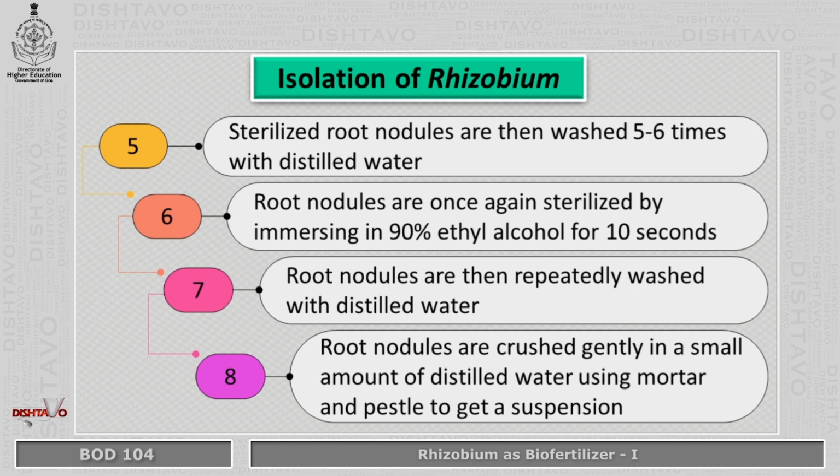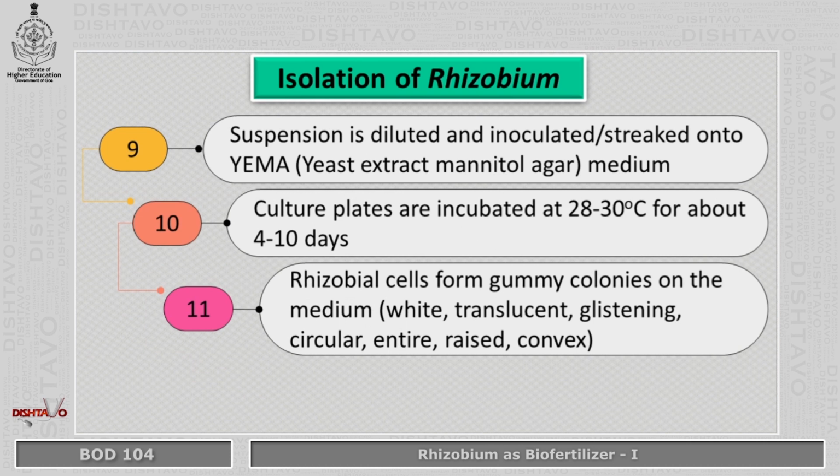Root nodules are once again sterilized by immersing in 90% ethyl alcohol for 10 seconds. Root nodules are then repeatedly washed with distilled water. The root nodules are then crushed gently in small amount of distilled water using mortar and pestle to get a suspension. The suspension is diluted and inoculated or streaked onto YEMA medium. The culture plates are incubated at 28 to 30 degrees Celsius for about 4 to 10 days. Rhizobial cells form gummy colonies on the medium, which are wide, translucent, glistening, circular, entire, raised, and convex.